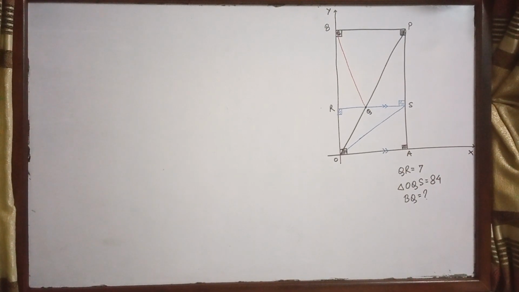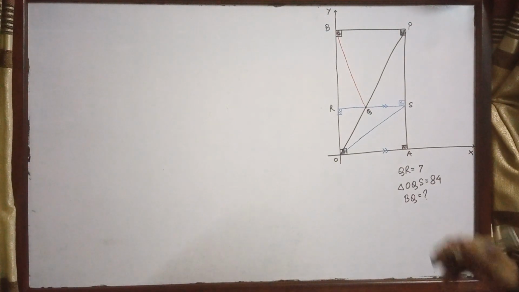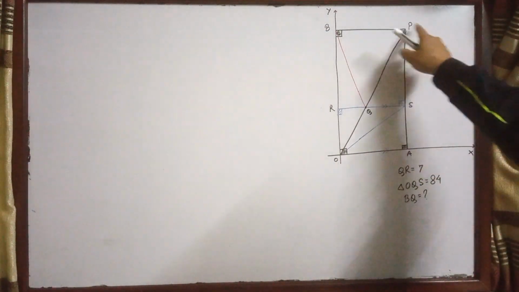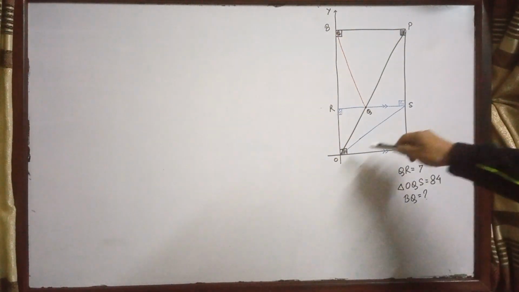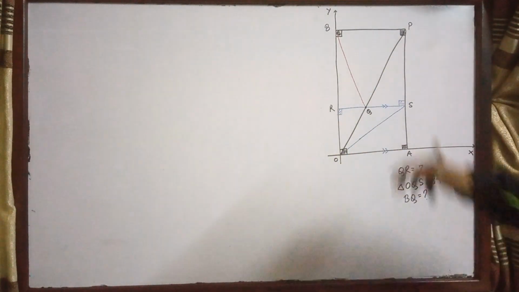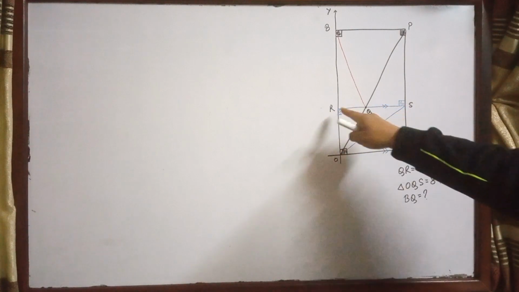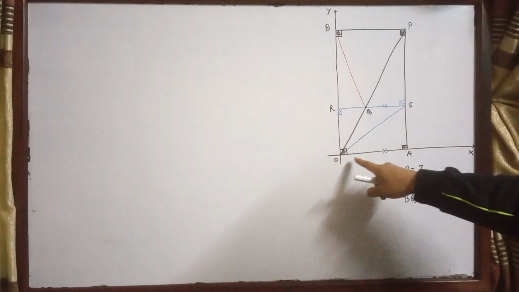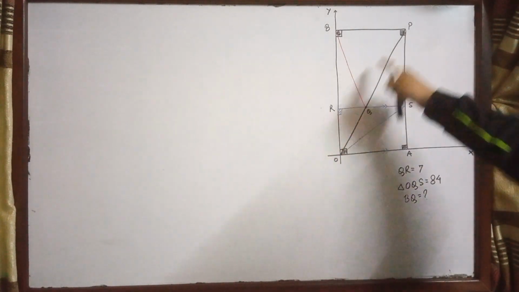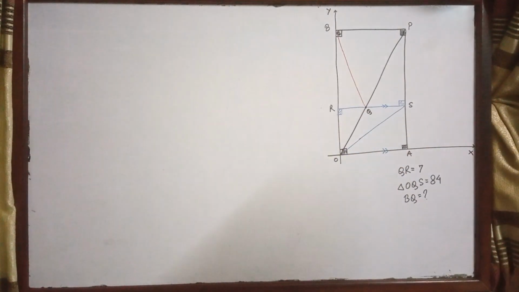Hello everybody. Let's quickly solve a geometry question. What we're given is a rectangle OAPB. We're given one of the diagonals, OP, and a line RS parallel to OA, which intersects the given diagonal at the point Q.